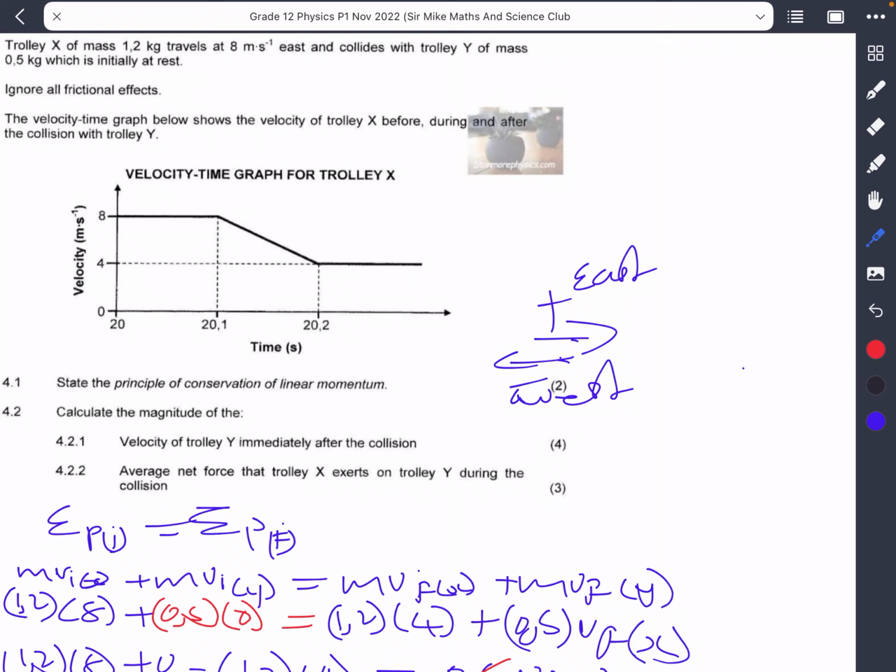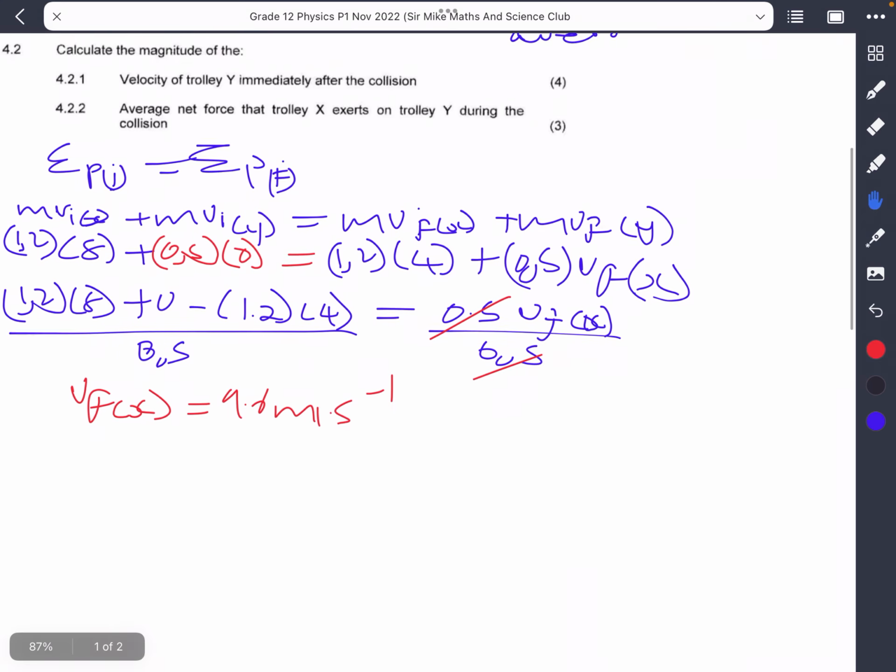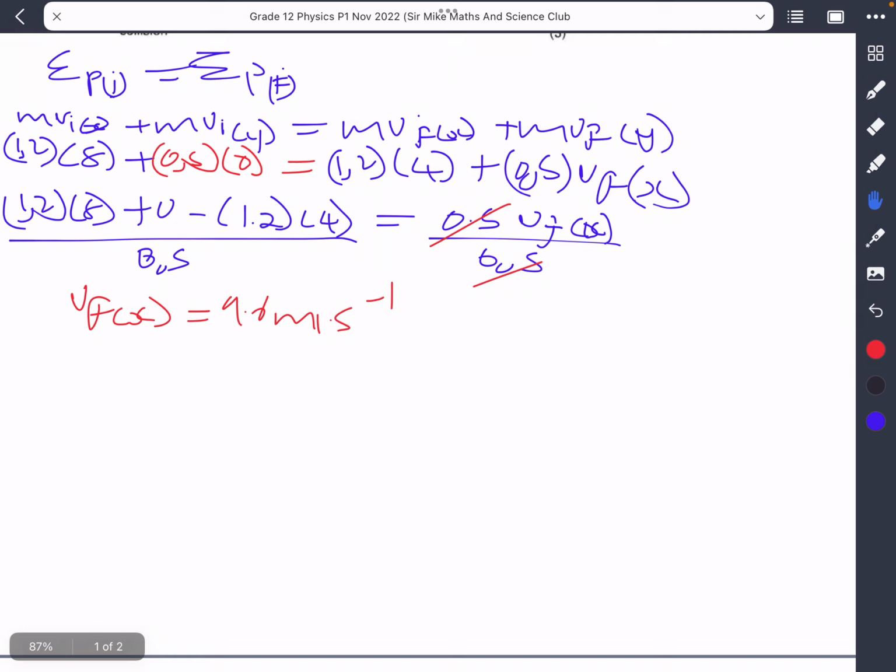So to calculate that average net force, what we would do in this case is use the equation which says F net. Let me just scroll that. So this would be F net, for answering 4.2.2. I would use the equation that says F net multiplied by delta T is equal to the change in momentum.